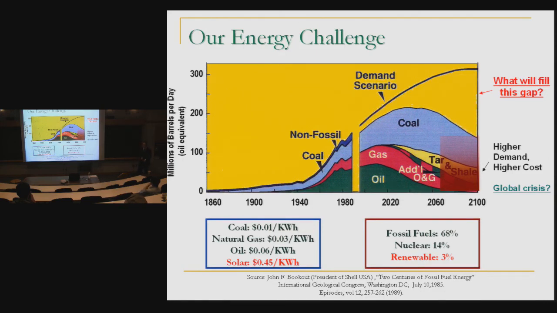So the question is, what will fill this gap? What is a new oil that we can put in here? You may say, well, what about solar energy? Could we actually fill that gap with solar? Well, the problem is that solar is extremely expensive, even with silicon, for many reasons. Right now, at this point in time, it's about 40 or 45 times more expensive than coal. And that's why it only makes up about 3%.